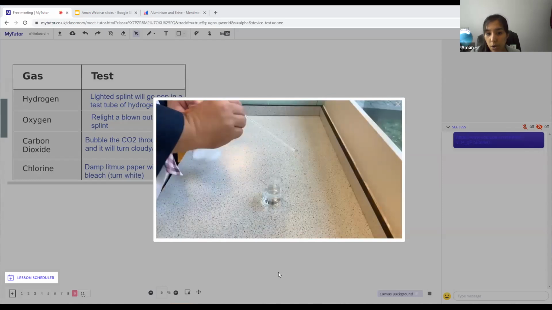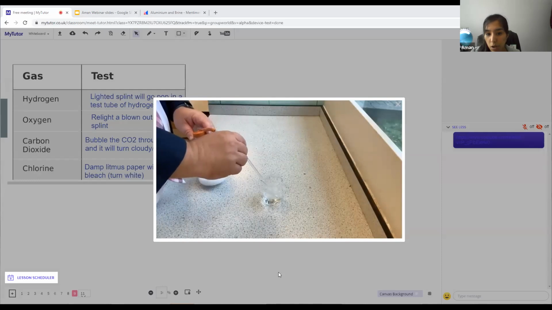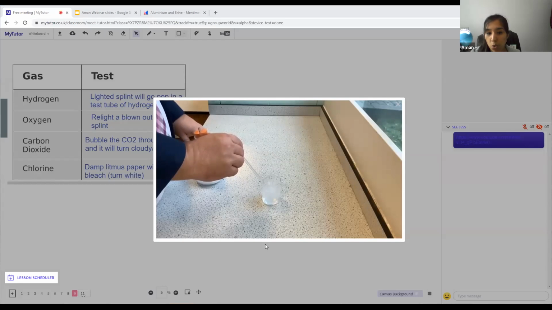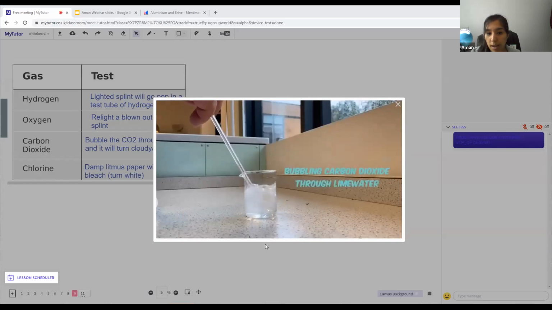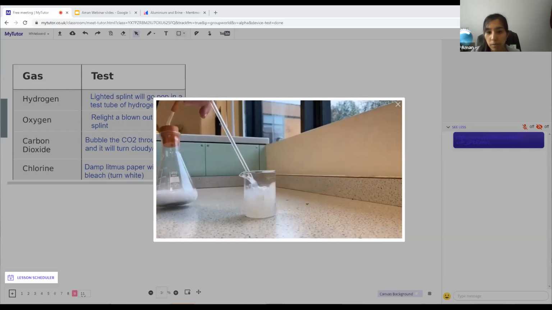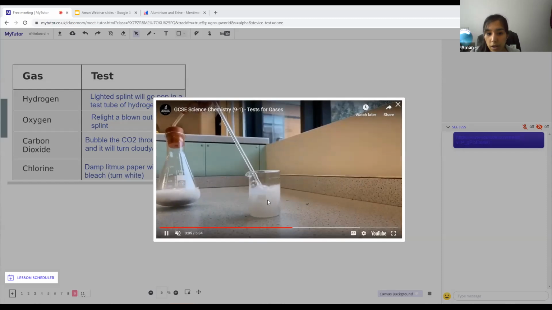So we can see carbon dioxide is being produced. He's going to bubble it now through the lime water. You can see the bubbling going on here. What's going to happen is that the lime water was clear and it's now going cloudy or milky. You can see that happening there. So that's the test for carbon dioxide. You can see that's clearly gone quite milky or cloudy.